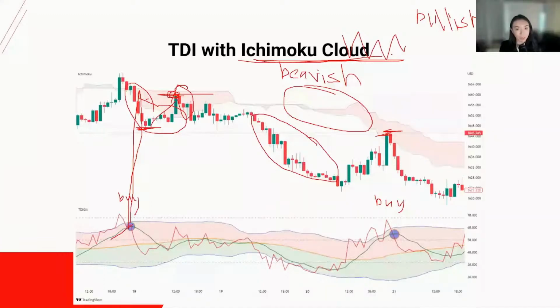Sometimes it's very good for us to enter the trade, as there is more confluence. Sometimes, I mean, the Ichimoku cloud may show you to short it, but the signal for you is to buy it. So maybe you should hold until a further signal.